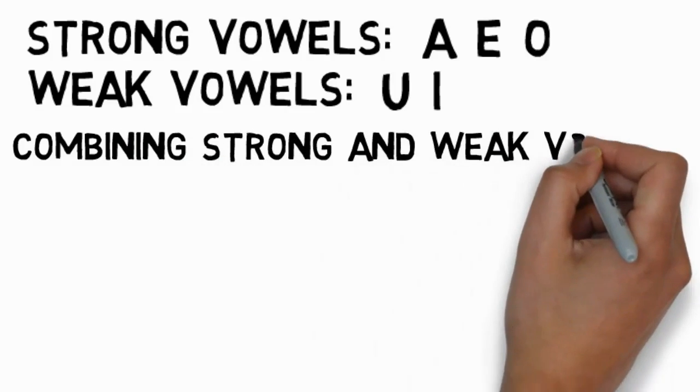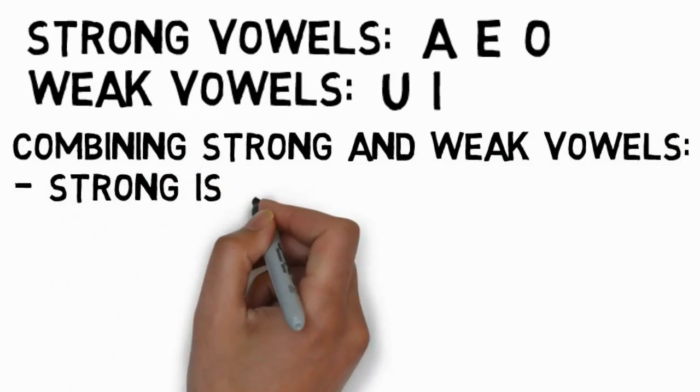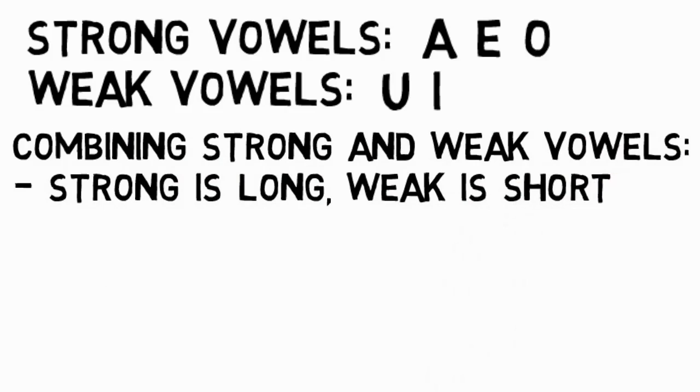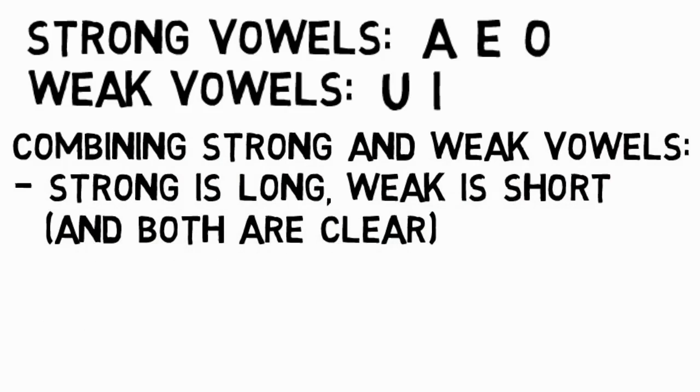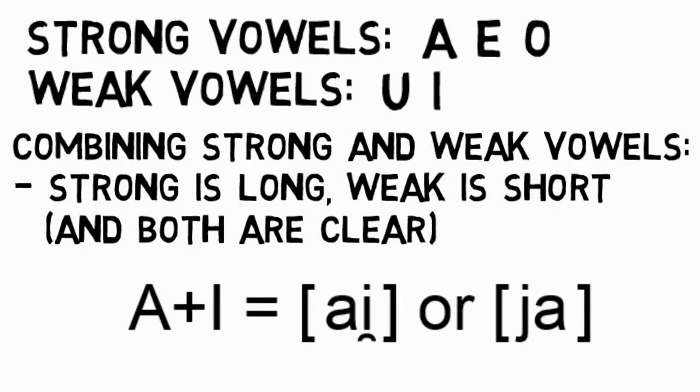When you combine a strong and a weak vowel, the strong vowel takes over the syllable. It's longer, and the weak one becomes short, fast, and almost like a consonant. So if I want to combine A, a strong vowel, and I, a weak vowel, I get either ai or ia. In both cases, the A is the longest part, and the I is really fast.